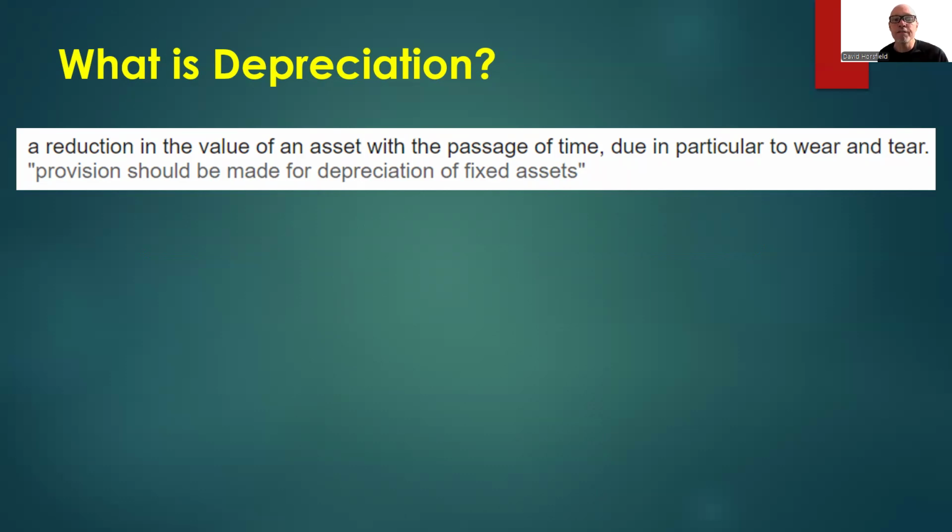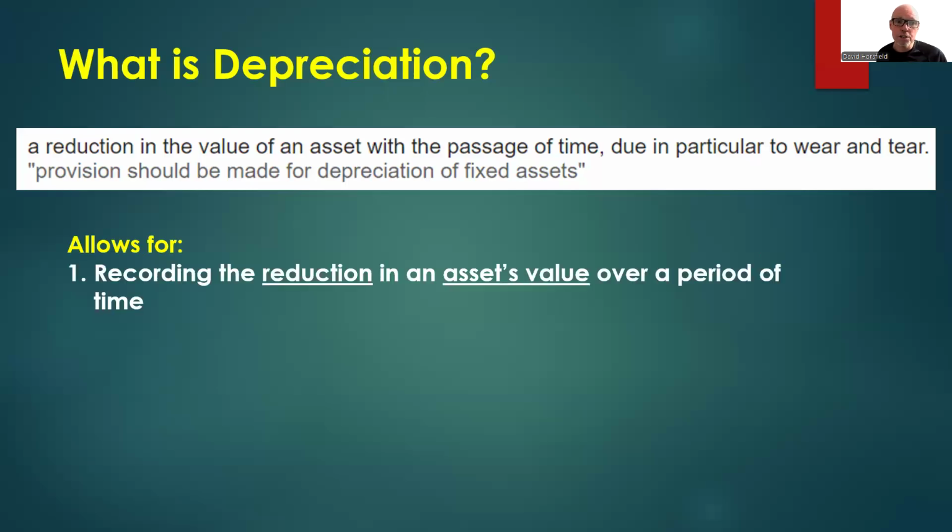It's a reduction in value of an asset over time. So you buy something, over time it gets used, it's worth less value over time because of wear and tear. It starts to wear out, it starts to break down, it starts to get dented and all sorts. So provision should be made for depreciation of fixed assets. Assets is a lot of different things. A fixed asset is something that carries a lot of cost with it. A frying pan is an asset, but it's not a fixed asset because it doesn't have a lot of cost associated with it. We're talking about big dollar items when we talk about depreciation.